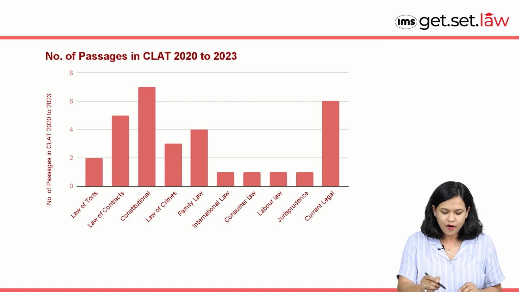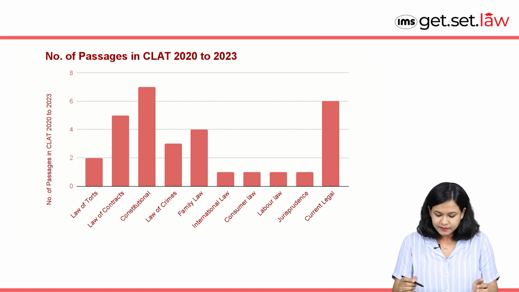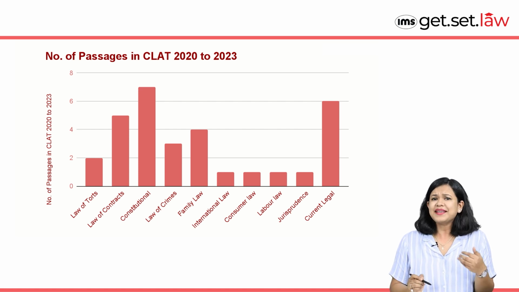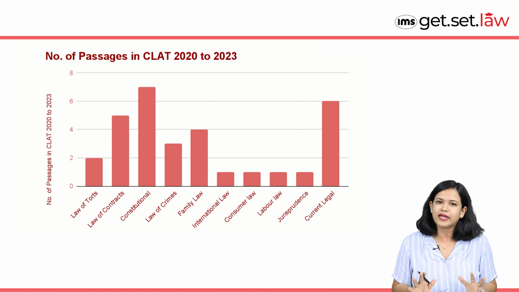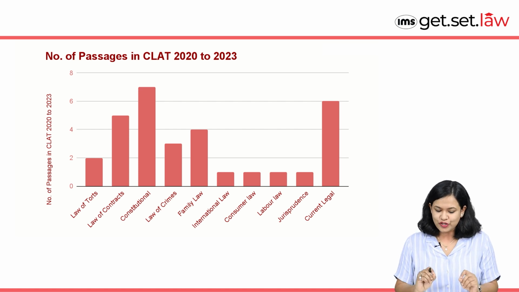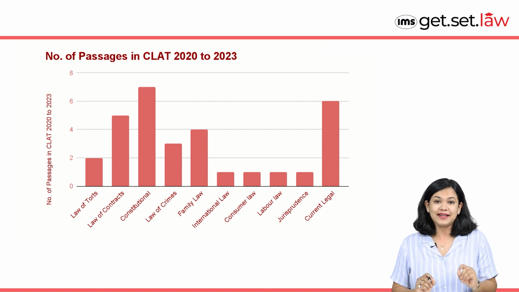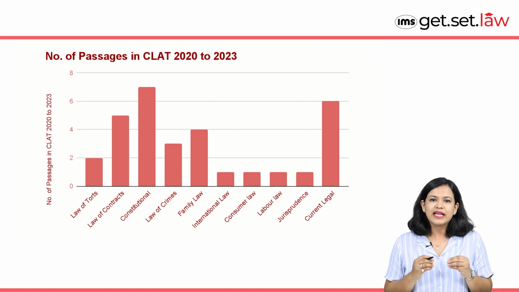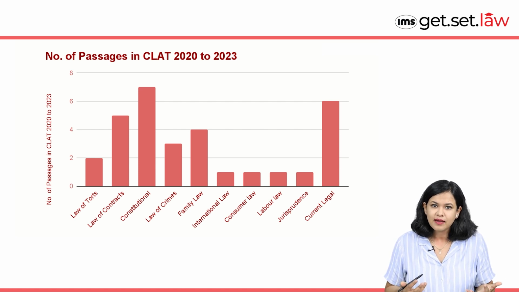So the first is law of torts. So law of torts, international law, consumer law, labor law, jurisprudence. These are the areas जहाँ से इक्के दुक्के passages इधर उधर आए हैं. But if you look at constitutional law, law of contracts and current legal knowledge, these are the 3 major areas जहाँ से सारे passages आए हैं.